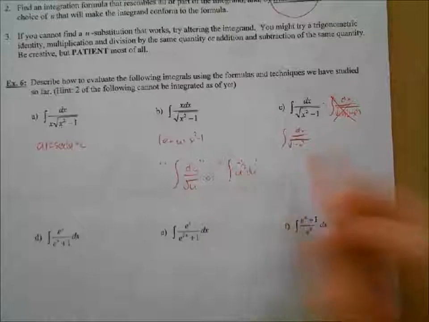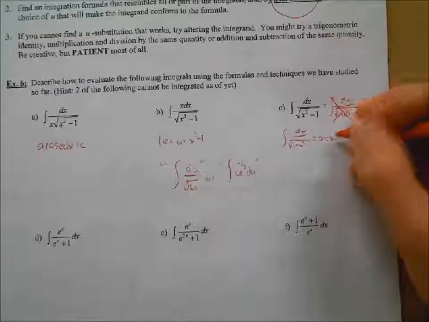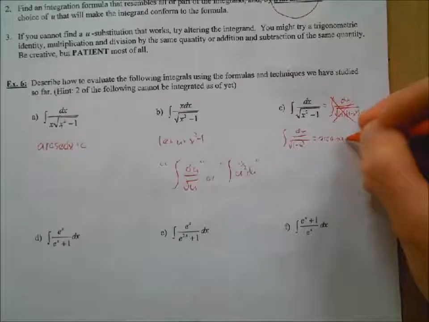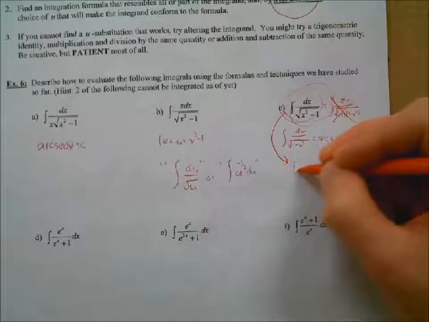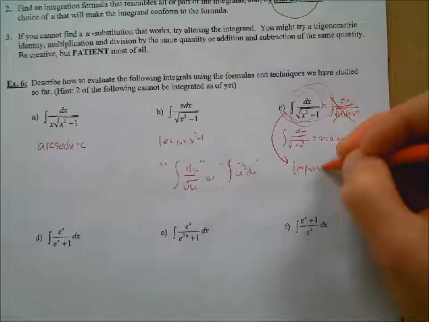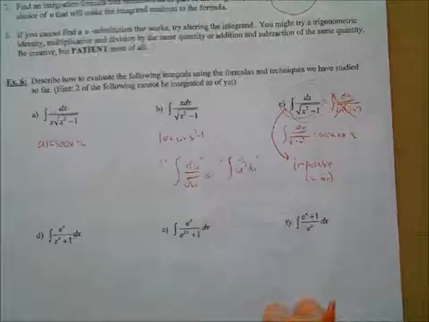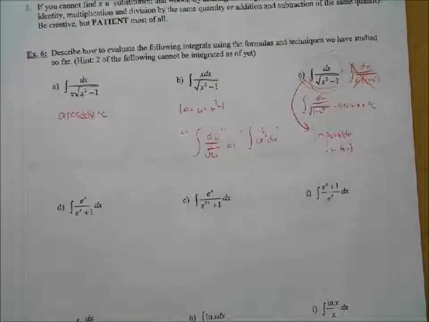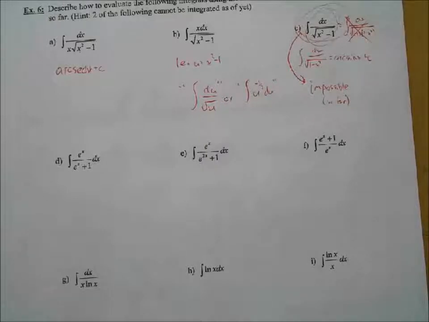So this one we could integrate. That would be arcsine of x, sorry, plus c. But how do we integrate this one, though? Yeah, impossible. We don't know how to do it yet, at least. Okay, that one's not. So there's the one that doesn't work. All right. Letter D. How will we integrate this one?